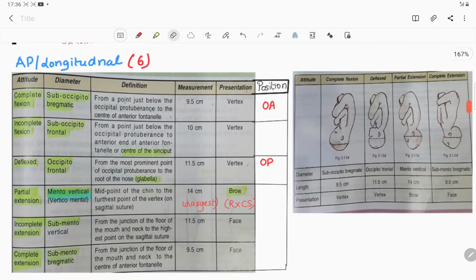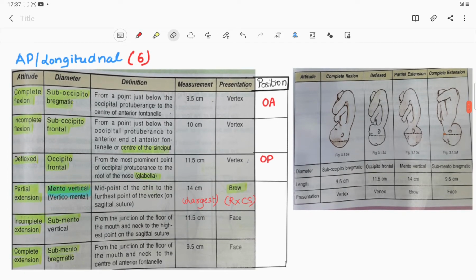Let's discuss about the diameters. Anterior, posterior and longitudinal diameters. These are 6 in number.